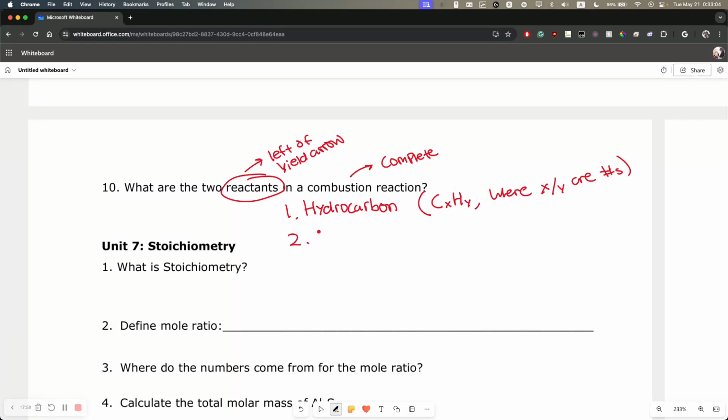And the next one, of course, is oxygen, and that's just O2. So those are our 2 reactants, and our 2 products, of course, are going to be carbon dioxide, that's CO2, and water, H2O. But the question only asks for the reactants, so this here will be your final answer. And that wraps it up for Unit 6, and we'll see you back in Unit 7 for some fun stoichiometry. Thanks.